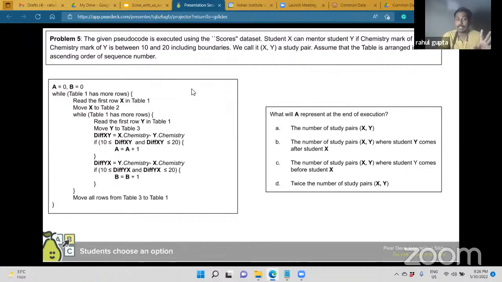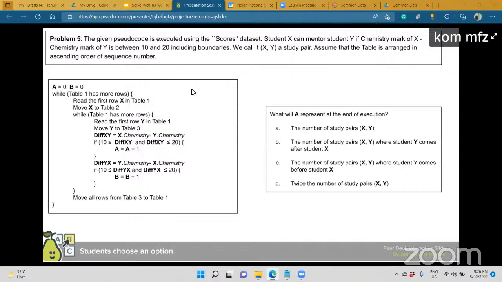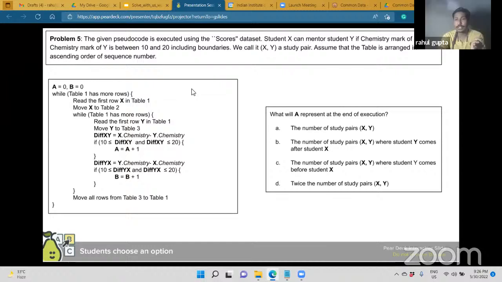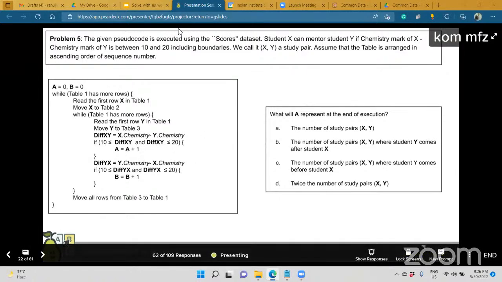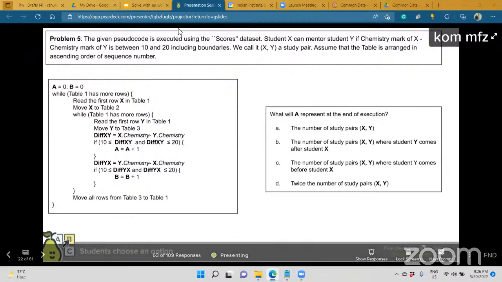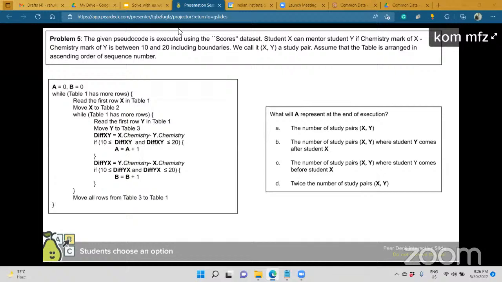Who has chosen option A and option D? Rohit, Raghavan, right? Yes. Why did you choose option A? Sir, because in this procedure, y minus x as well as x minus y both are there. So that's why I chose it.